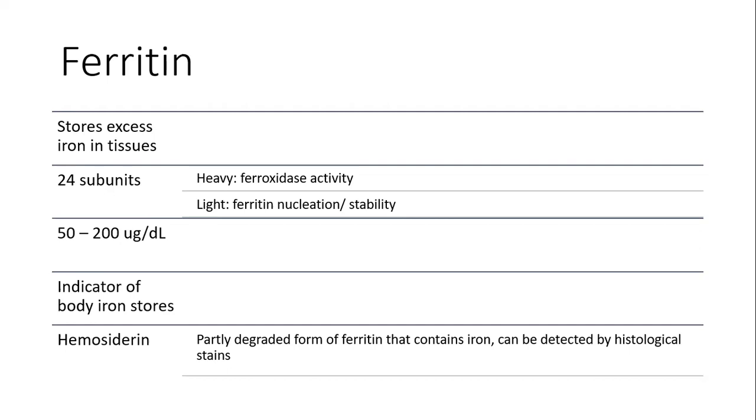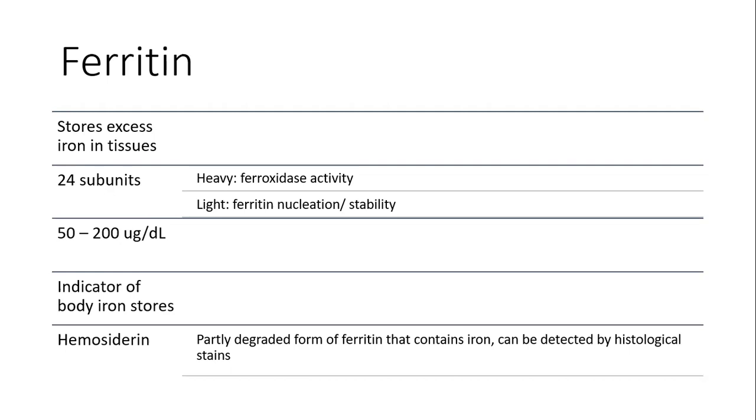Ferritin contains 24 subunits, in which the heavy chain contains the ferroxidase activity, and the light subunit is required for its stability. In our body, we have around 50 to 200 micrograms per deciliter of ferritin, and this is said to be an indicator of your body iron store. So definitely you can use ferritin in diagnosing iron deficiency anemia.